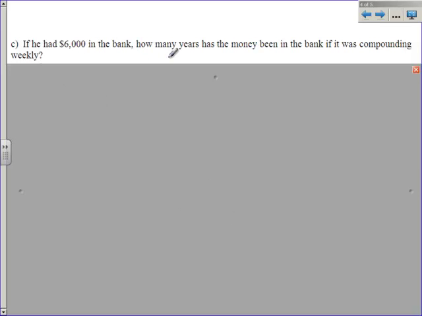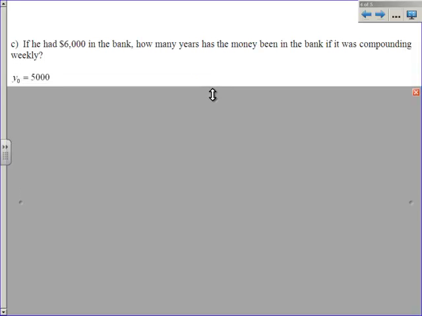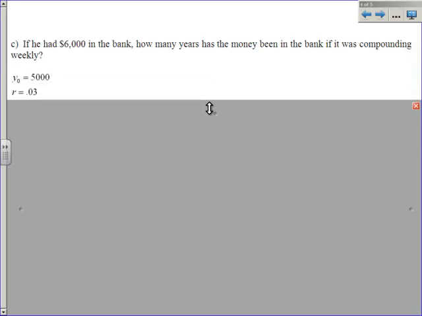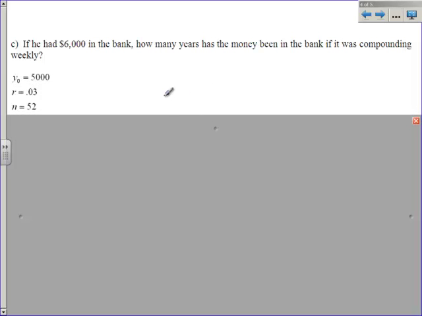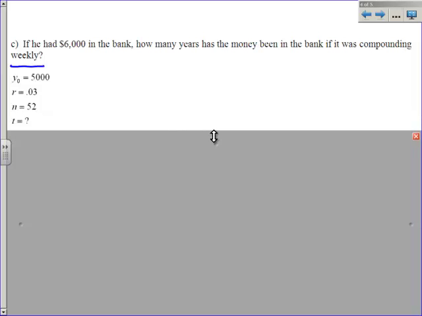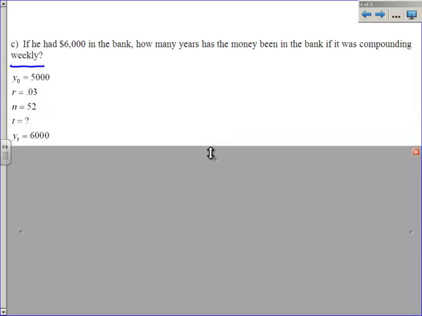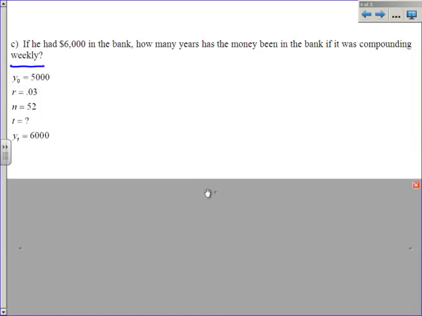If he had $6,000 in the bank, how many years has the money been in the bank if it was compounding weekly? Well, 6,000 would be the Y of t, and again, our initial amount was still 5,000. Interest rate was still 3%. This time we're going to compound it weekly. That's 52 weeks in a year. And then we want to find out what is the value for t to make it grow to 6,000.